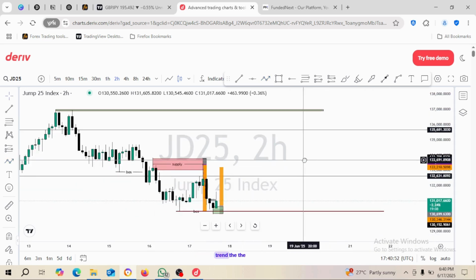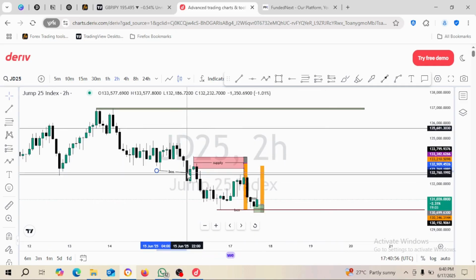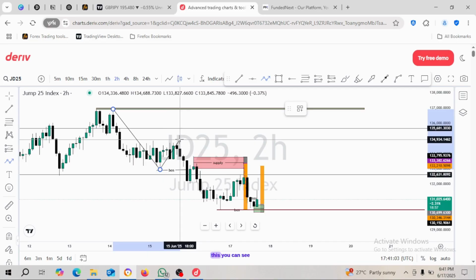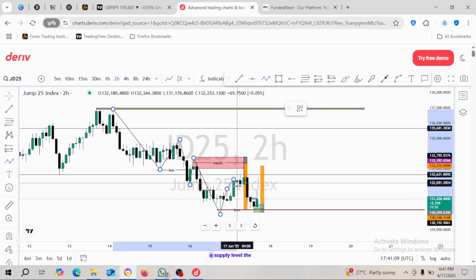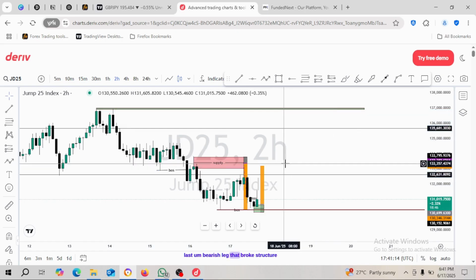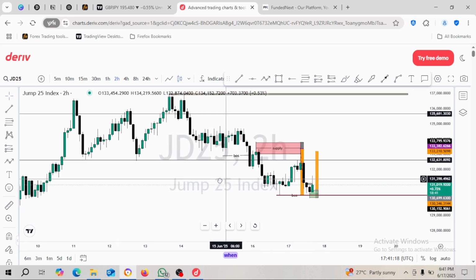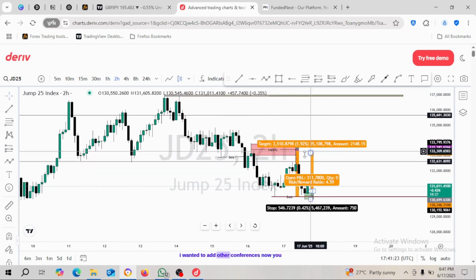So when I came into the trend, price, this is what I saw. We're having what I anticipated, which was this. You can see, and we had this. So now price started retracing into what? A supply level, the last bearish leg that broke structure to the downside. And now when price got to this point, I never wanted to just sell. I wanted to add other confluences.